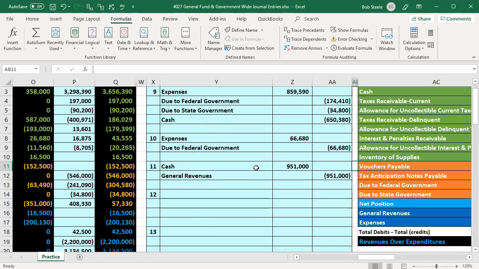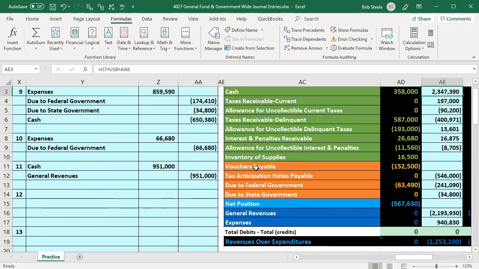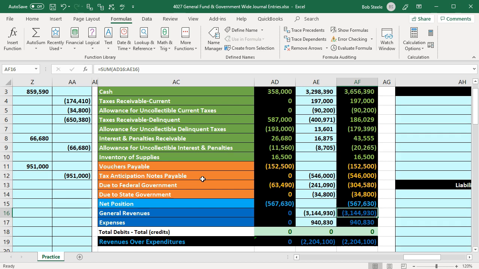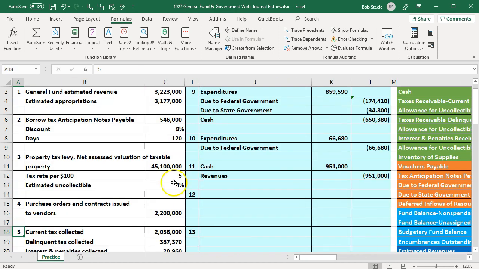We've got the cash up top, so cash is going to go up top. We have AE3, double clicking on AE3. We're going to go to the end of it, say plus, and then point to that 951. And then we've got the general revenues, so we'll go down to general revenues. We are in AE16, double clicking on it, going to the end of it, plus, and then pointing to that 951 credit. There we have it. We're back in balance.